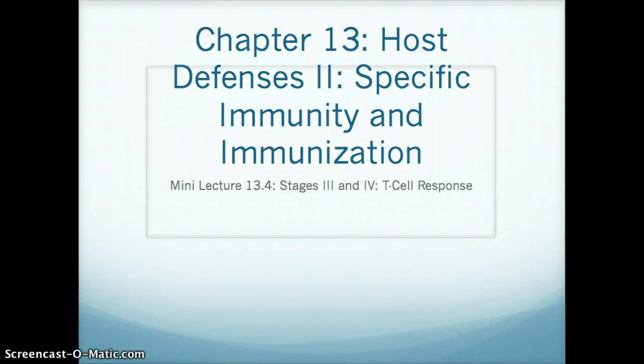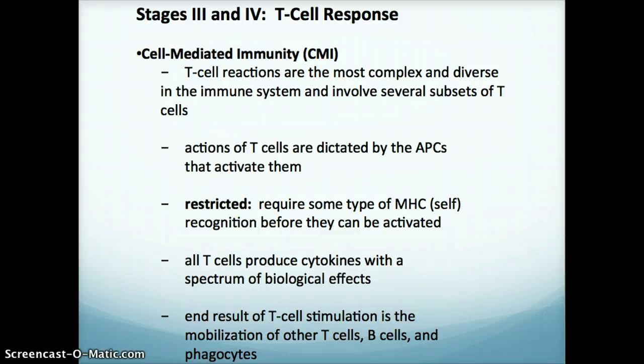Hi everyone, this is the fourth mini lecture in chapter 13. Today we're going to be talking about T-cell response. T-cell response is also referred to as cell-mediated immunity. The T-cell reactions are the most complex and diverse in the immune system, and this is because they involve several subsets of T-cells. We're going to go through each of these in this mini lecture.